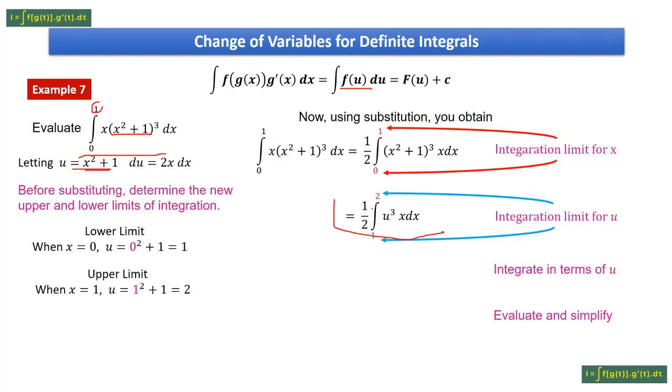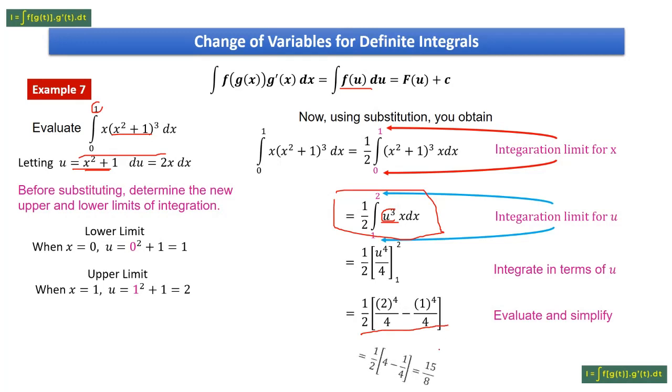We will work on this equation. So we have this form now. We have u cubed times x dx. So integrate in terms of u. So we have here u to the 4th over 4, and performing this operation, the upper limit minus the lower limit, we have here as a result, and the final answer will be 15 over 18 after doing the simplification, the calculation and simplification.